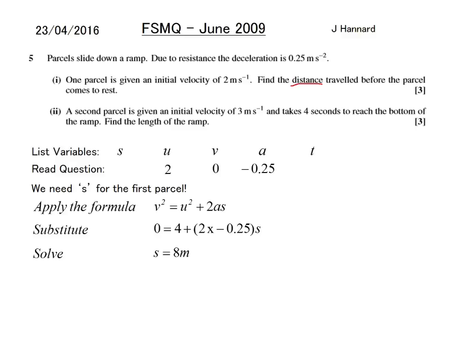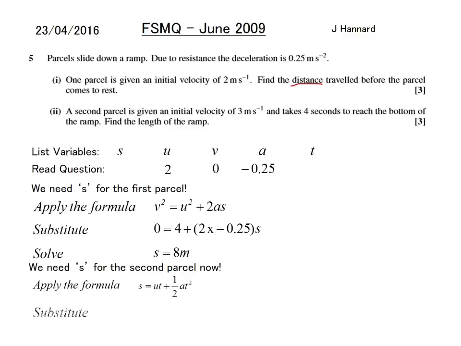Right, a second parcel is given an initial velocity of 3 meters per second, and it takes 4 seconds to reach the bottom of the ramp. Find the length of the ramp. So we need an s for the second parcel now. So we apply the formula, and we say s equals ut plus a half at squared.